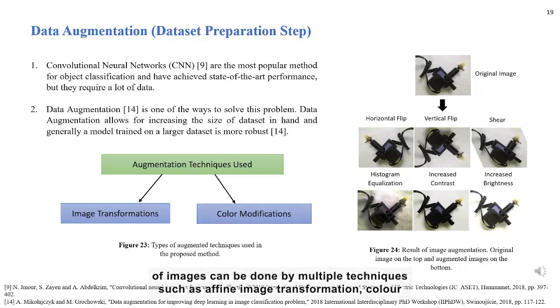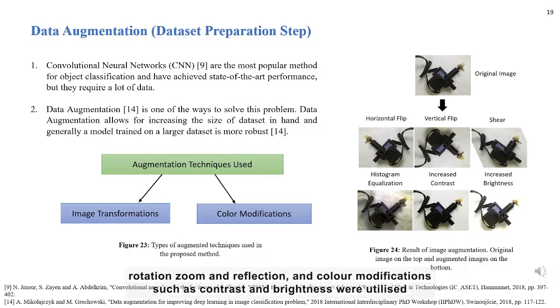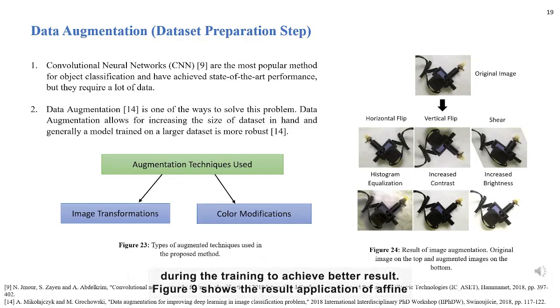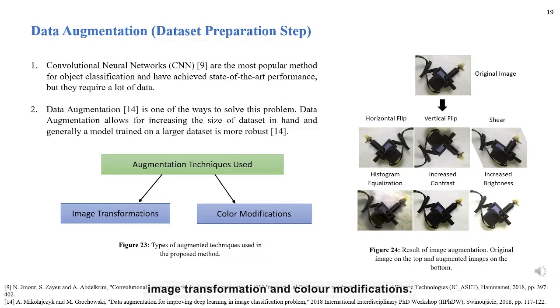Augmenting an image dataset can be done by multiple techniques such as affine image transformation, color modification, and even generative adversarial neural networks. Since the dataset consists of only 955 training images, a combination of affine image transformations such as shift, rotation, zoom, and reflection, and color modifications such as contrast and brightness were utilized during the training to achieve better result. Figure 9 shows the result of application of affine image transformation and color modification.